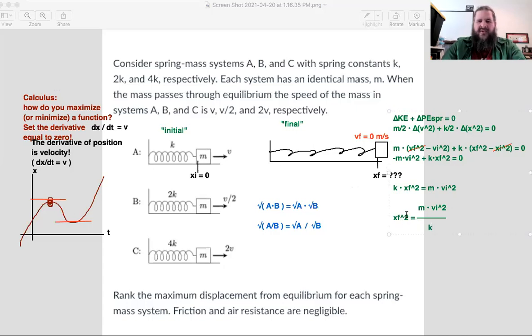So if we take the square root of both sides, on the left side, that cancels out the square root. And on the right side, we get square root of each term individually. Square root of m, square root of v initial squared, and square root of k. Also, since we've got square root of v initial squared, we can just cancel out the squared and square root. So it looks like the final displacement is going to be square root of m divided by square root of k times v initial. Any questions on that so far?